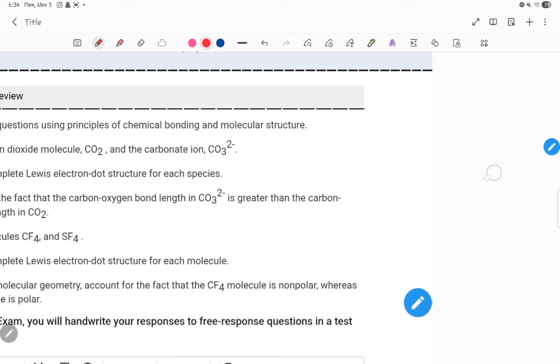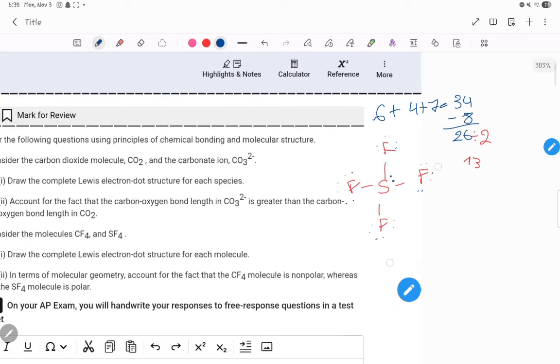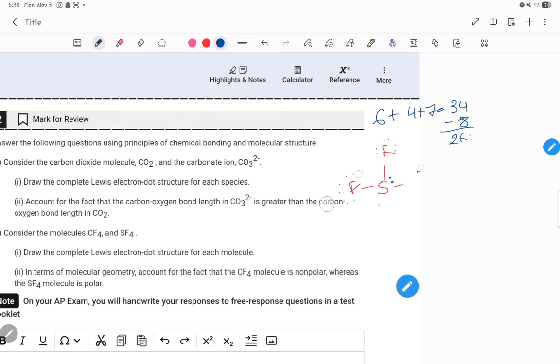Now we'll move on to the next one, which is SF4. S is the central atom. F, F, F, F. S is group 6, okay? Plus F is group 7, so 6 plus 4 times 7. What's that gonna be? That's gonna be 34. Subtract from it 8 because we have 4 bonded pairs already, so 26 divided by 2, that's gonna be 13. So we will have 13, so it's gonna be 1, 2, 3, 4, 5, 6, 7, 8, 9, 10, 11, 12. Now where do we put the final lone pair? We will put it on the central atom, okay? So this is the structure for SF4.